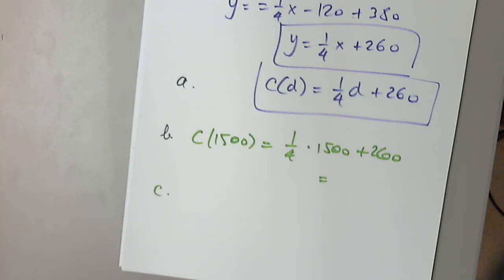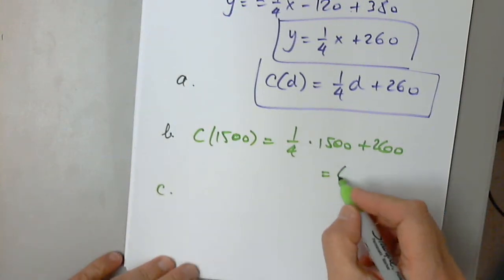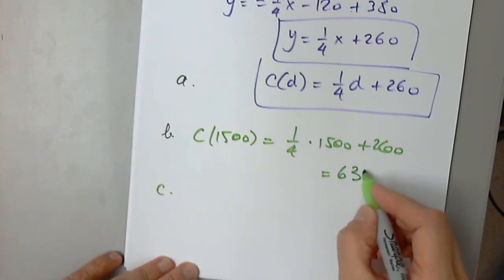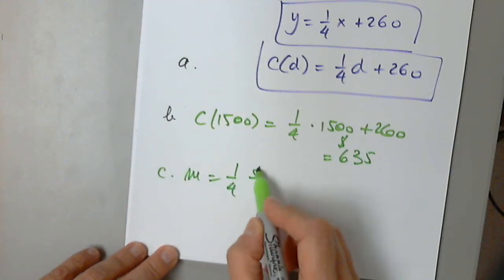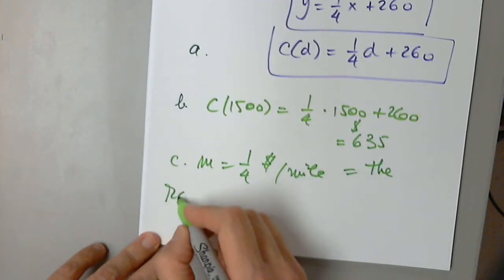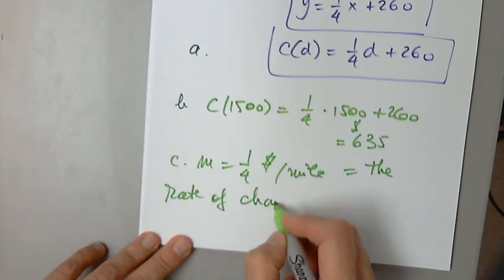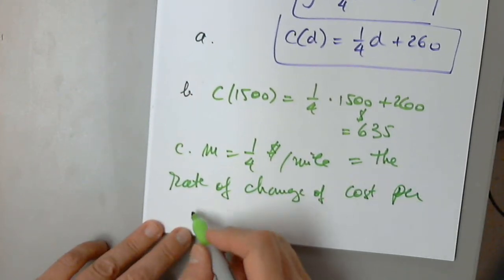The rate of change of the cost for any extra mile. Right? So the rate of change. Do we have this number? 600, Ed? Thank you very much. Okay, so the slope, which is 1/4 dollars per mile, is the rate of change of cost per mile.